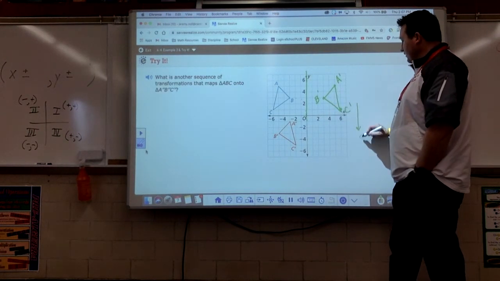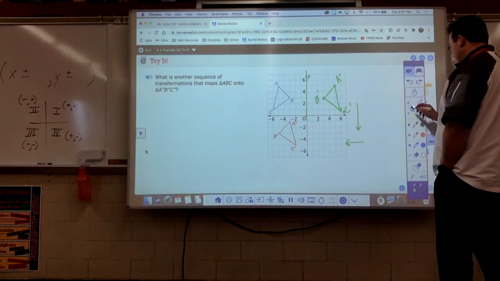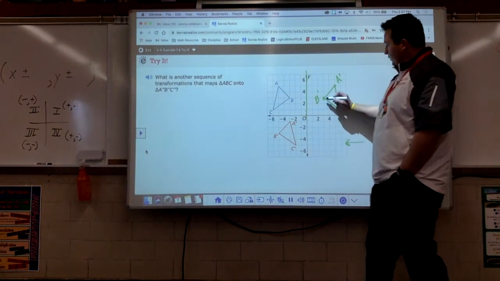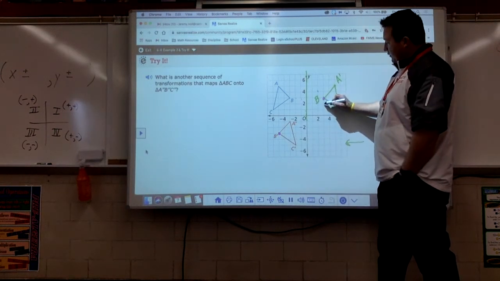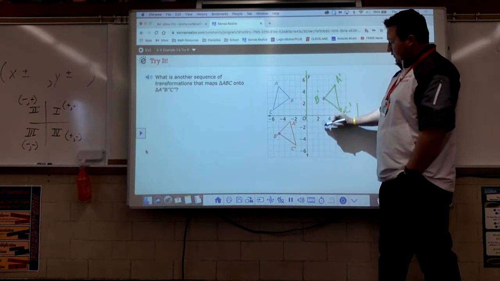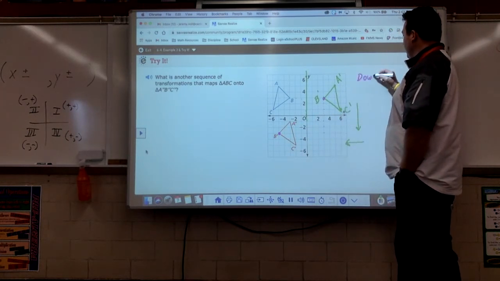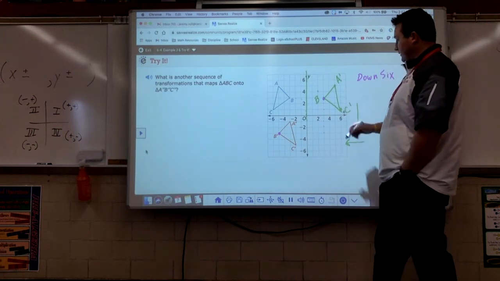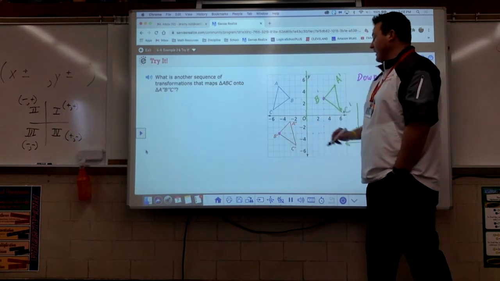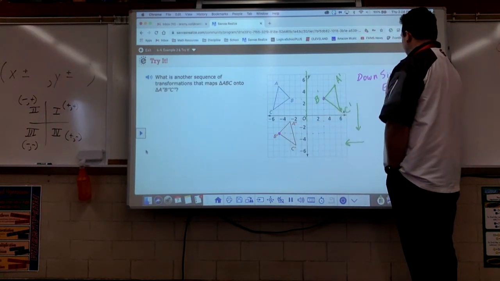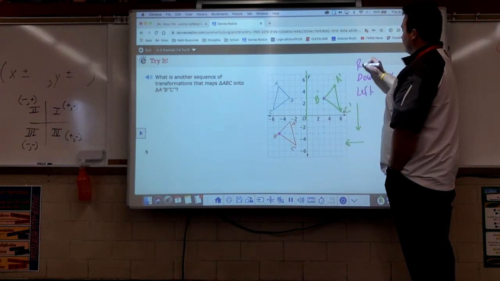Now I just want to go down, and then I want to go left. So I'm going to look at B prime. I'm going to change colors here, right? So here's B prime. Here's B double prime. I need to go down 1, 2, 3, 4, 5, 6. Okay, so I need to go down 6. And then I need to go 1, 2, 3, 4, 5, 6, 7, 8 to the left, right?